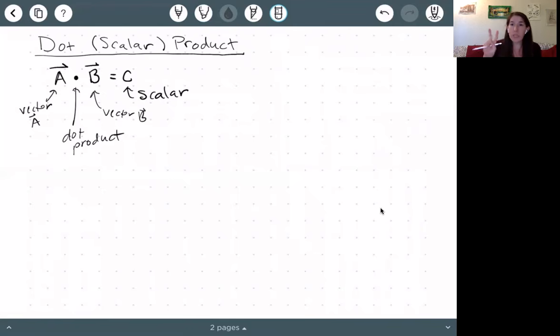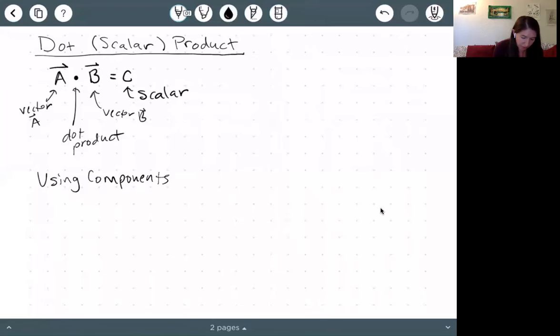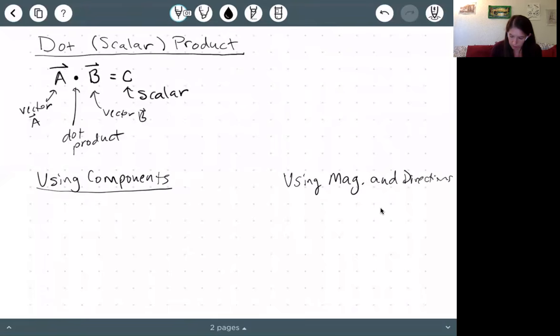All right, so there are going to be two ways to compute the dot product. One is using components, if you're given the vector components of A and B, and the other is using the magnitude and direction.